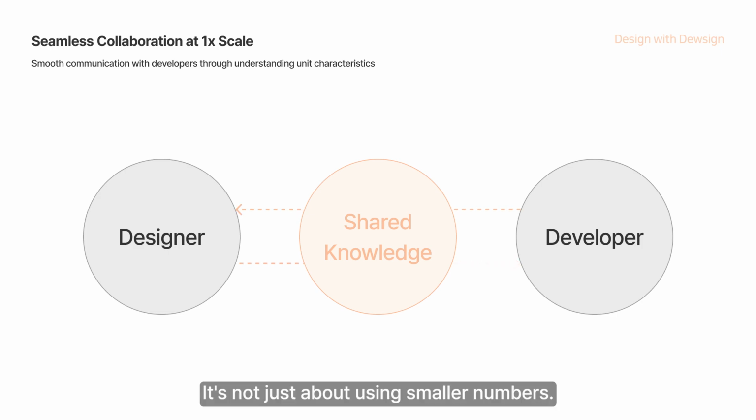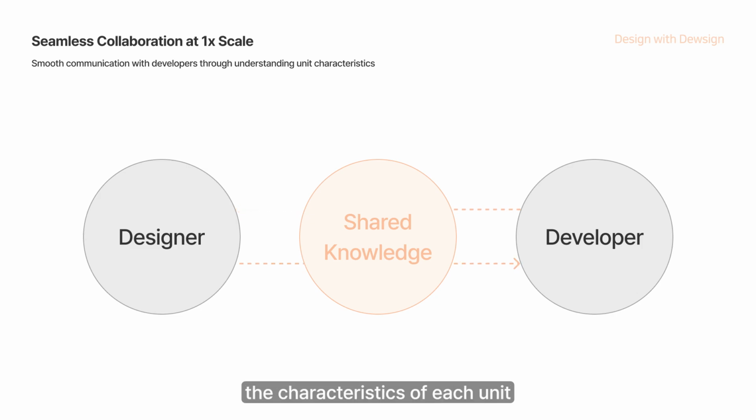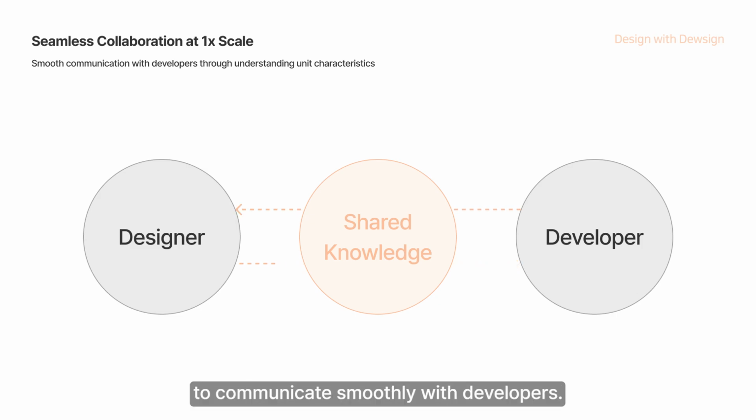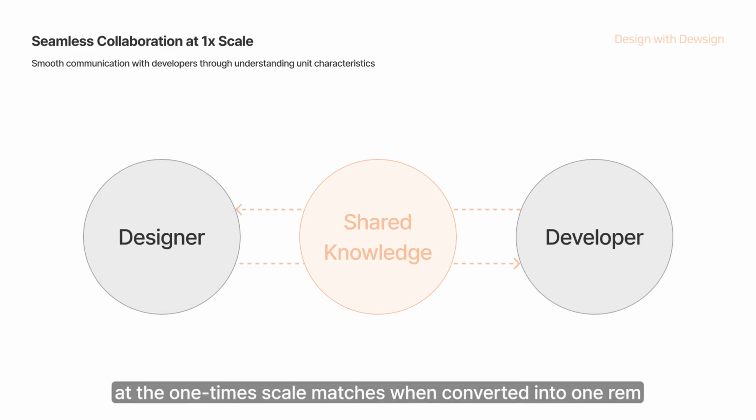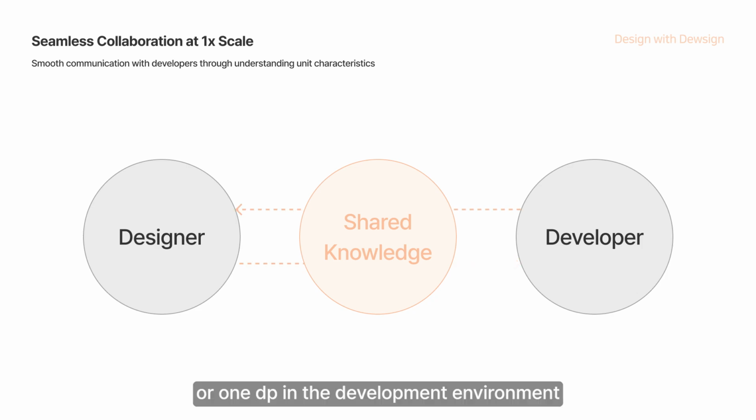It's not just about using smaller numbers. Designers must accurately understand the characteristics of each unit to communicate smoothly with developers. Only when we understand how one pixel defined at the one-time scale matches when converted into one REM or one DP in the development environment can a flawless design system be achieved.